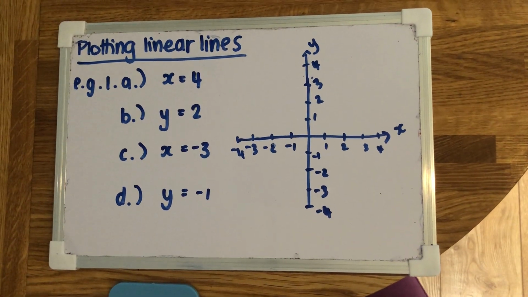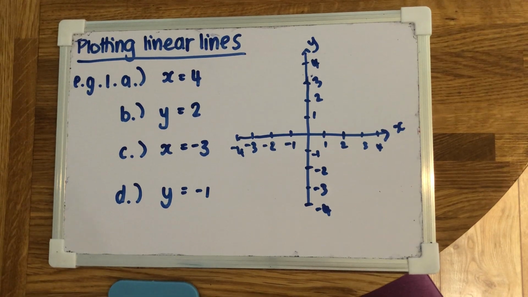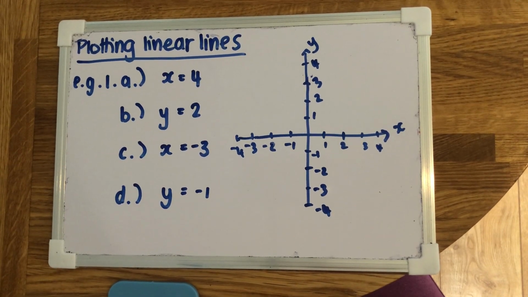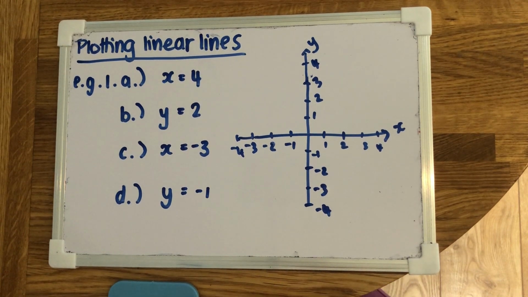Okay, so what we're doing this time is plotting linear lines. Now linear just means equations that have just an x in it. So you've got different levels. So linear lines will always be straight lines. The next ones up are quadratics and things like that, but we don't need to deal with them yet.